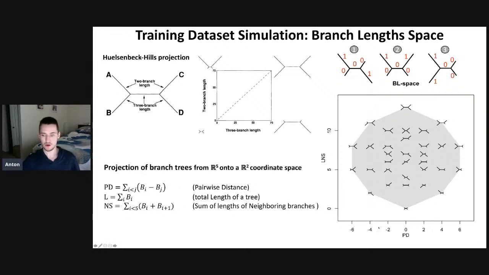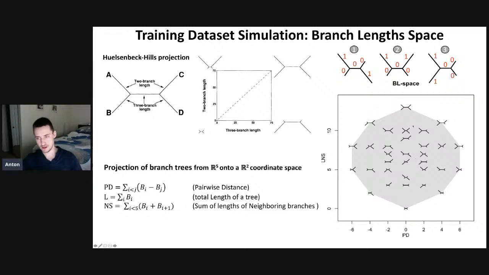So basically on the x-axis, we have our pairwise distance value. And for the y-axis, we just multiply length by this sum of lengths of neighboring branches. And we can kind of unfold that space, this Holson's-Back-Hills space. Basically every dot within this space will correspond to a certain branch length configuration. For example, in this one, all of the branch lengths are equal to 1. And here, theoretically, all the branch lengths are equal to 0.